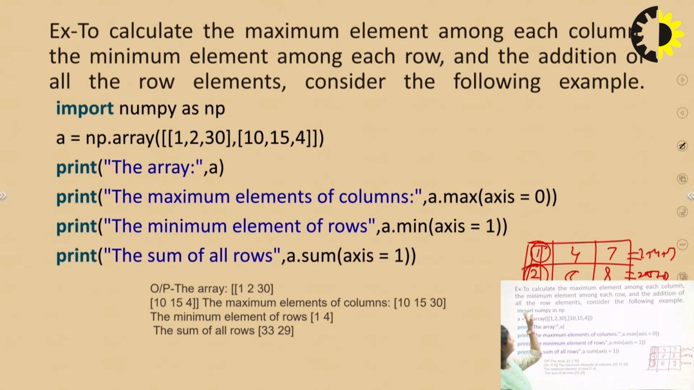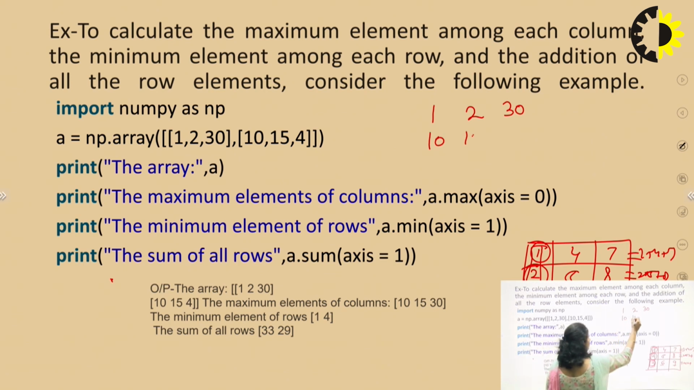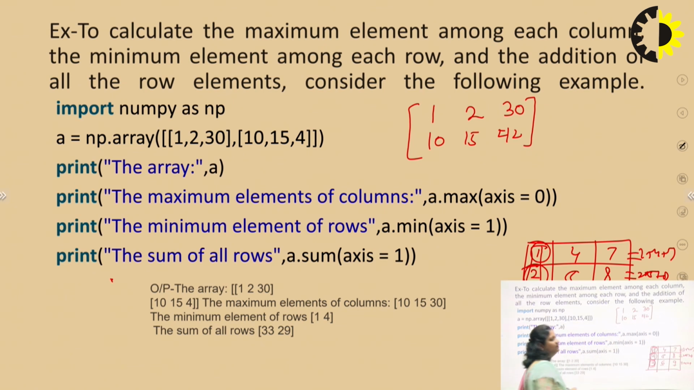First we have to import numpy as np. Then a is equal to np.array, for example 1 to 30, then another list 10, 15, 4. Okay. Print the array. So the array will be printed.